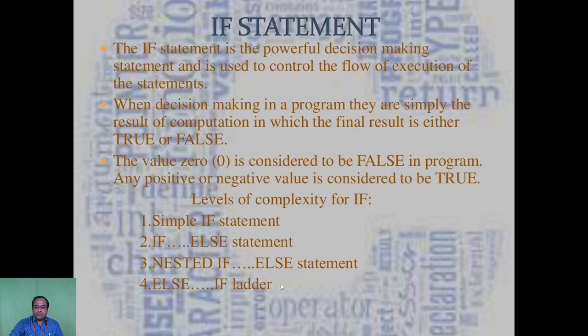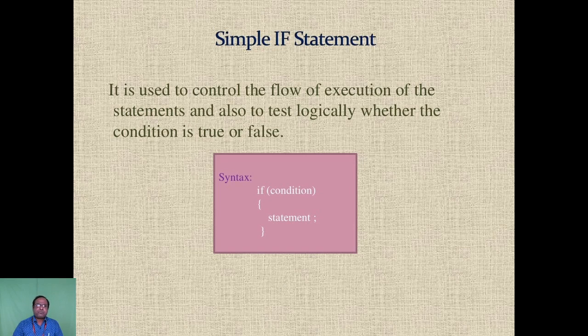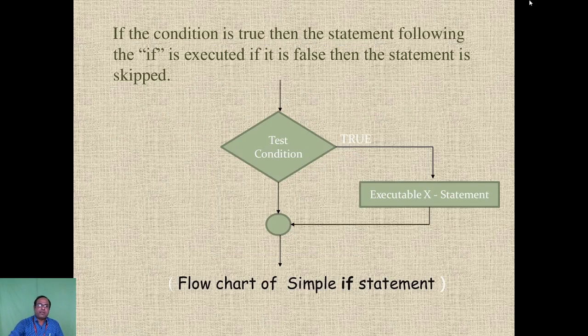First we are going to see the simple if statement. It is used to control the flow of execution of the statement and also to test logically whether the condition is true or false. Here we use only one condition. If the condition is true, the true statement will be executed. If the condition is false, the statement will be skipped and the output will be produced. Here is the flow chart for the if statement, with the test condition: if the condition is true the true statement is executed, and if false the statement is skipped and the output is printed on the screen.